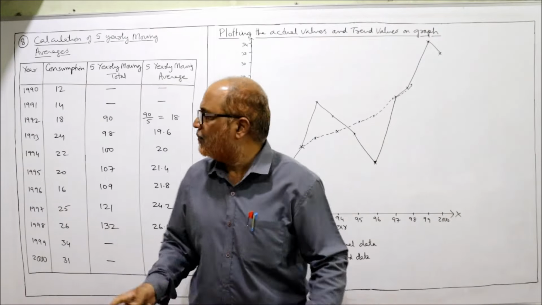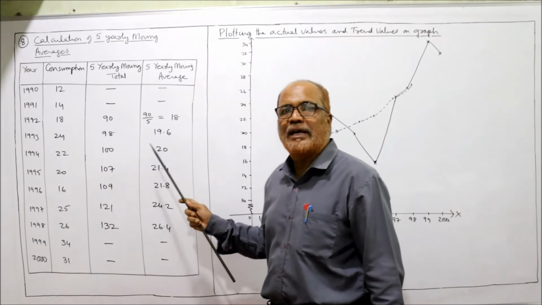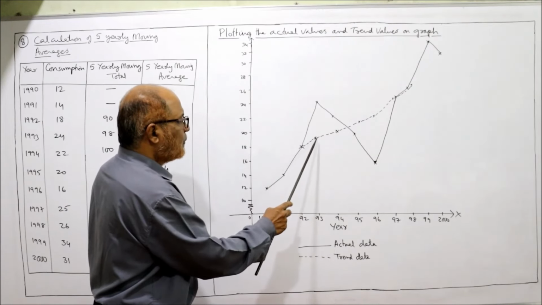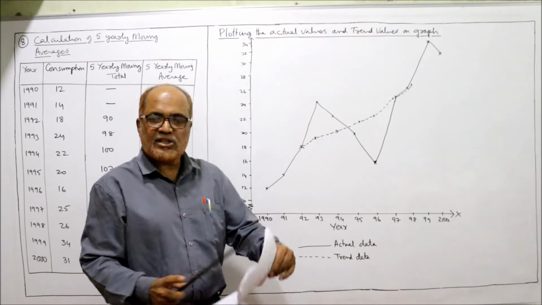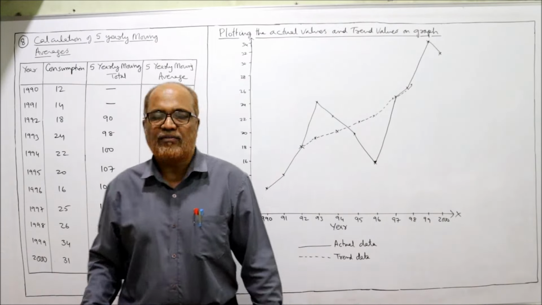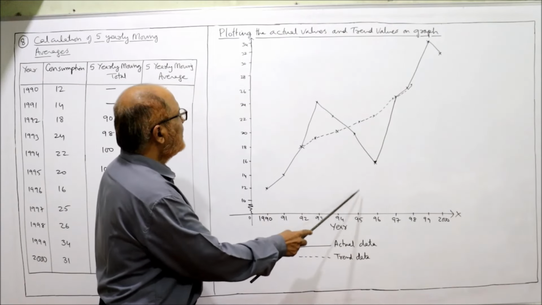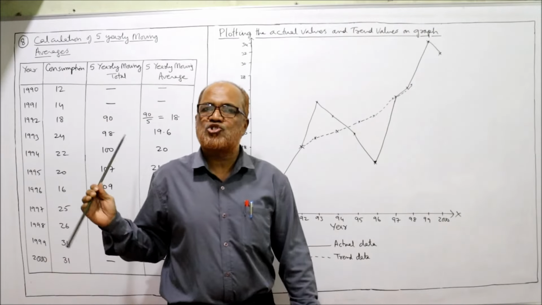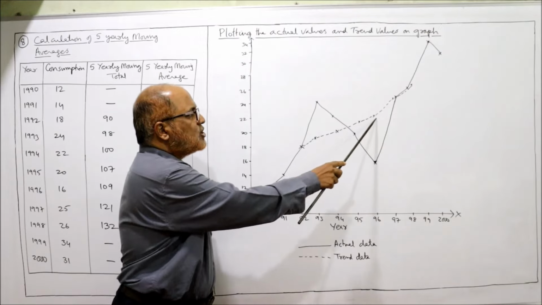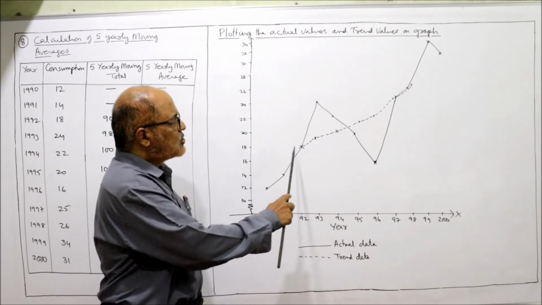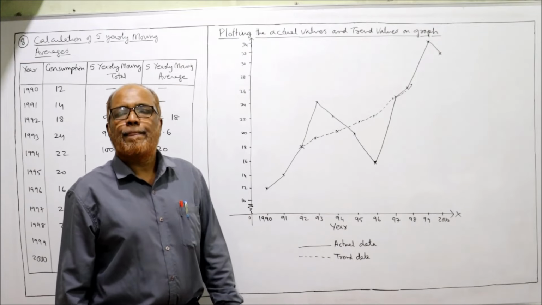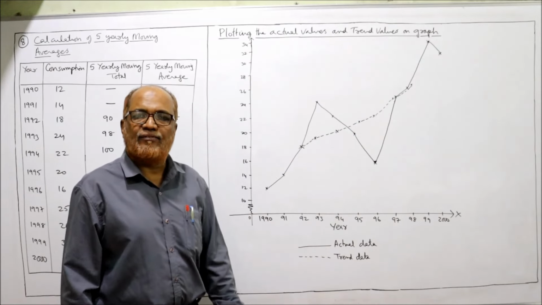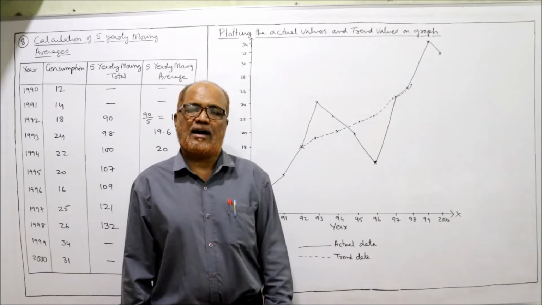Next 1994. For 1994 the trend value is 20. So 1994 above 20, here it is 20. Put a point and join the points. Then next one, 1995, it is 21.4. 21.4 is here. Put a dot. Like this, all the trend values, we are putting a dot and joining by a dotted line. So this dotted line shows the trend values and this bold line shows the actual values. This is the graph of the 5 yearly moving average.